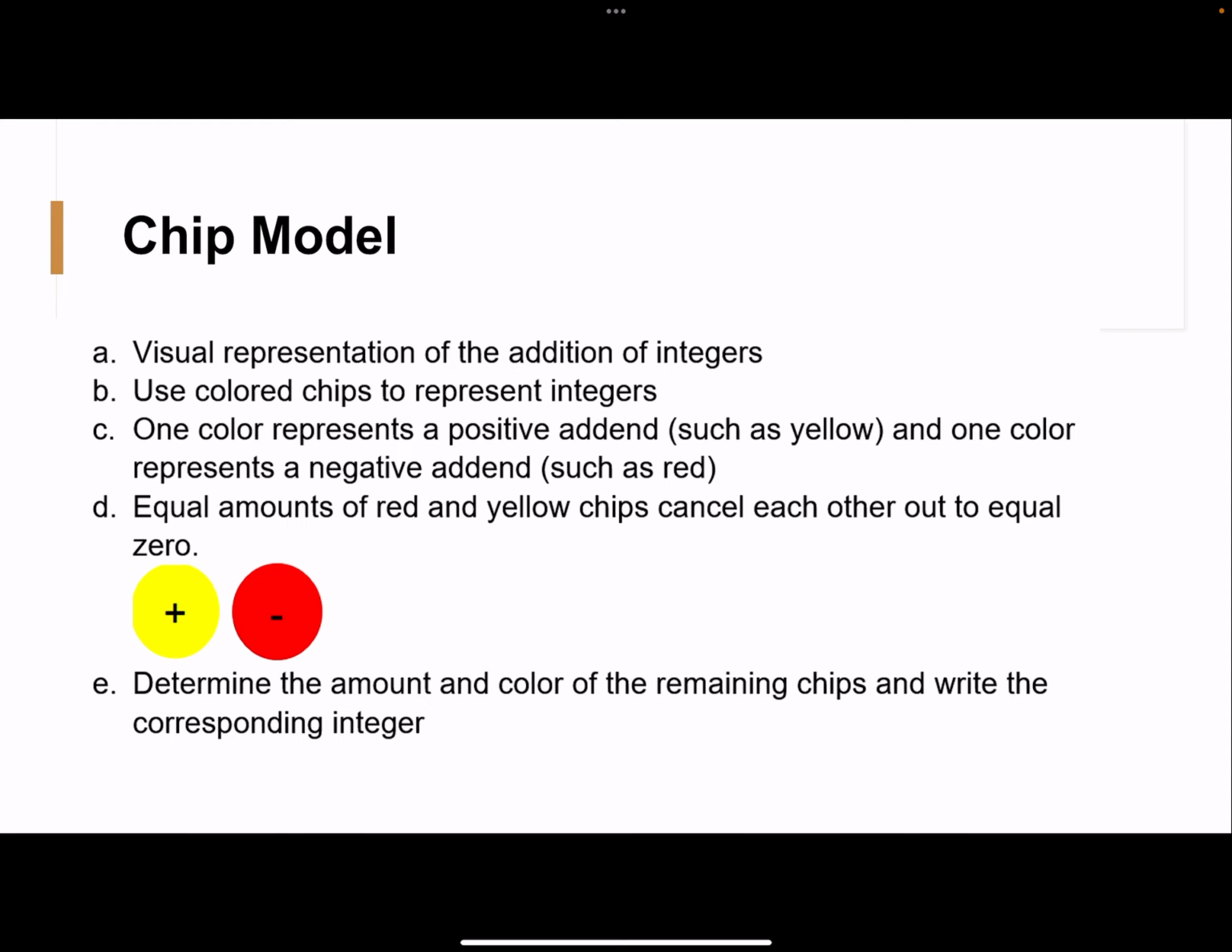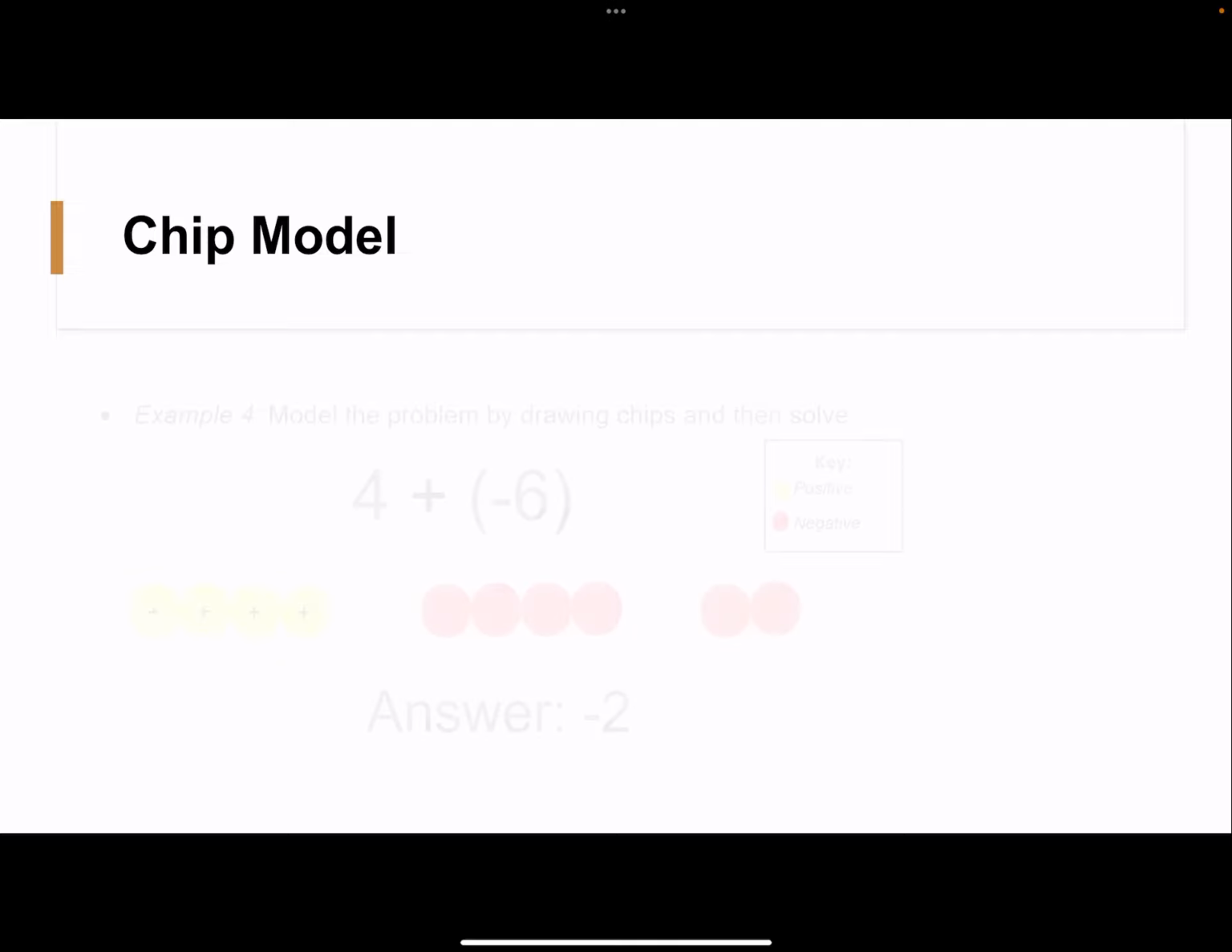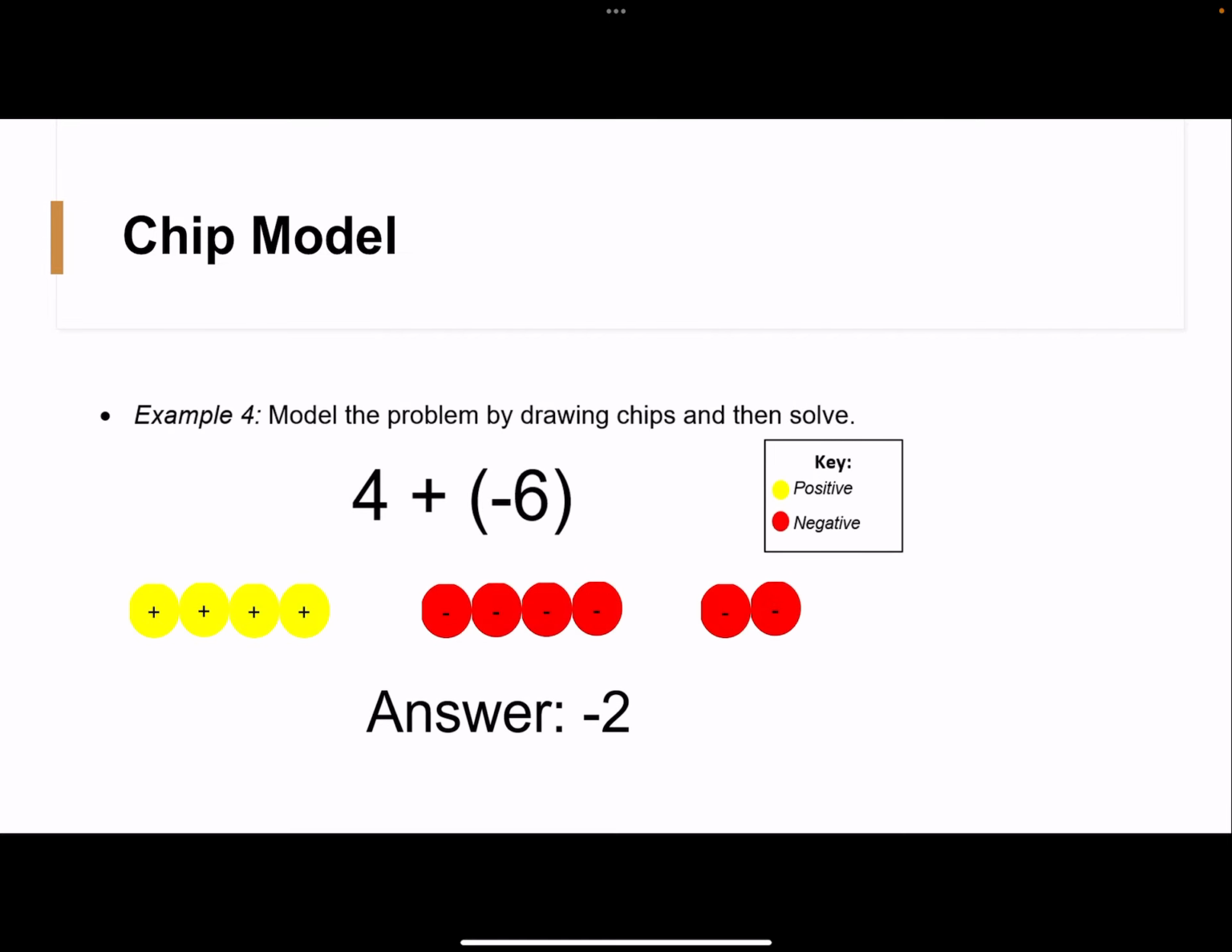If they're positive left, we'll carry a positive sign. If they're negatives, we will carry a negative. Let's look at an example of how the chip model works. This is example 4. We want to model the problem by drawing chips and then solving it. So our example says that we're going to take 4 and we're going to add -6 to it.